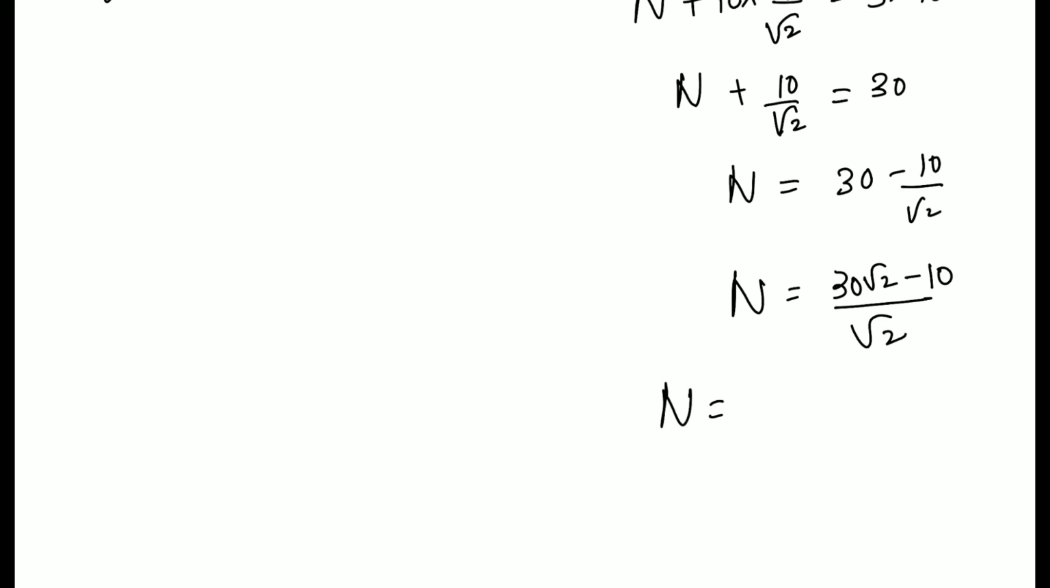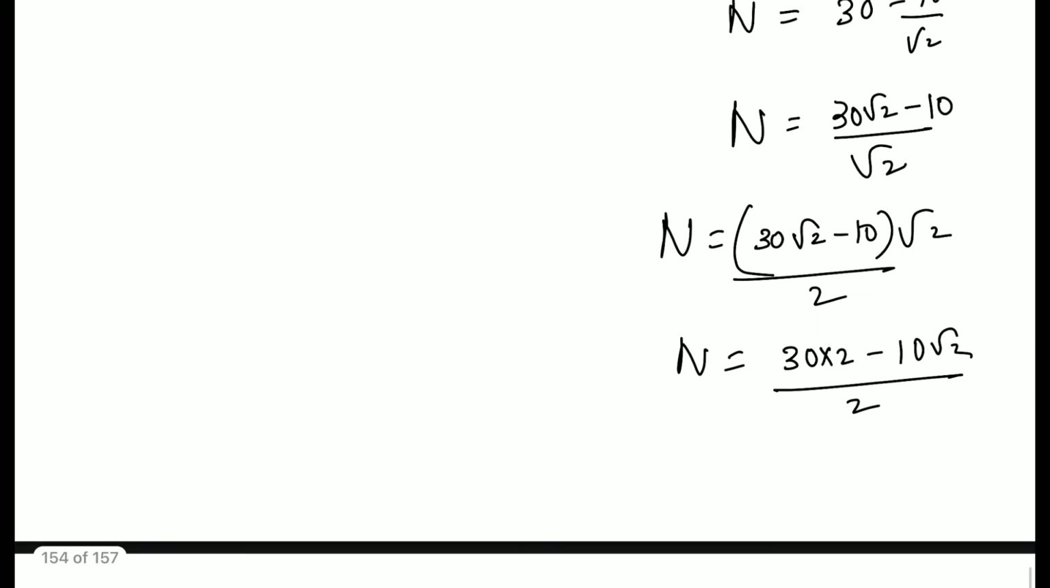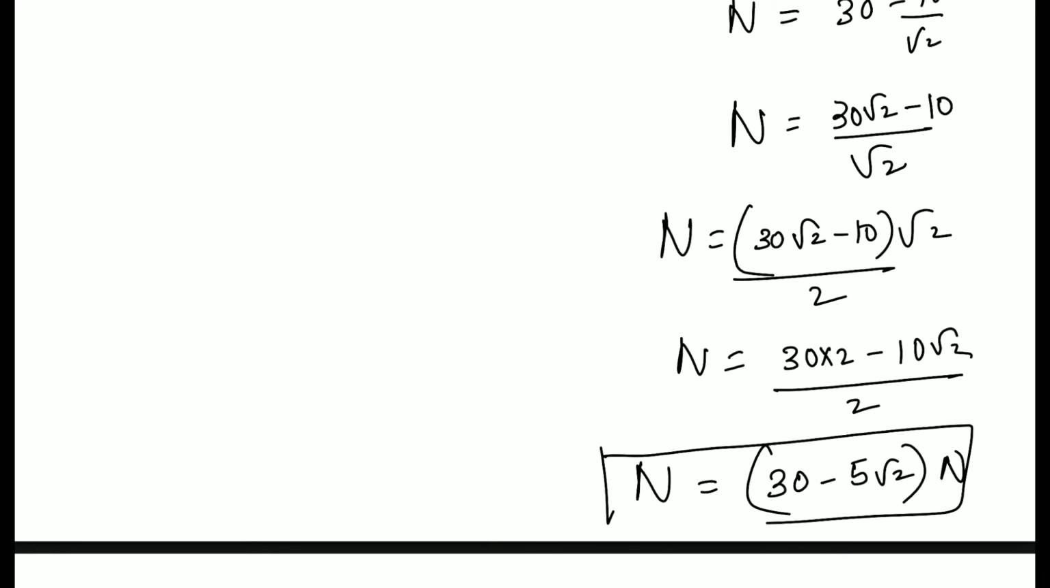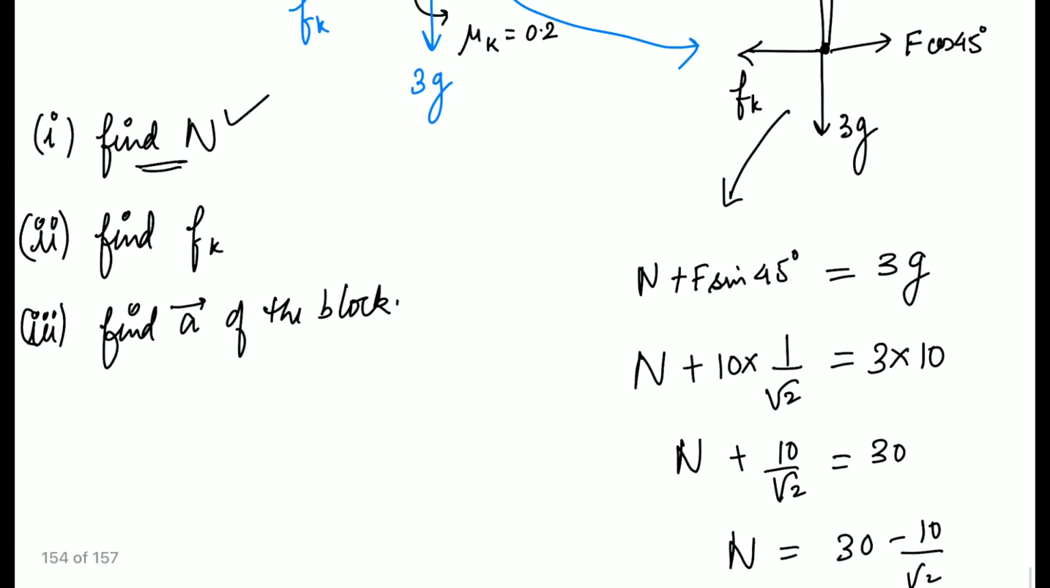Or you can say N is actually equal to (30 root 2 minus 10) upon root 2. Just rationalize it, multiply root 2 in both denominator and numerator. So N is equal to (30 into 2 minus 10 into 2) divided by 20. Or simply I can say my normal reaction is 30 minus 5 root 2. So I got the value of the normal reaction here.